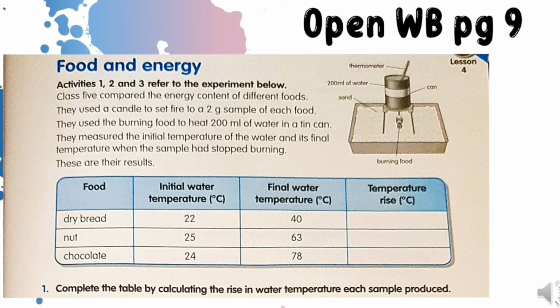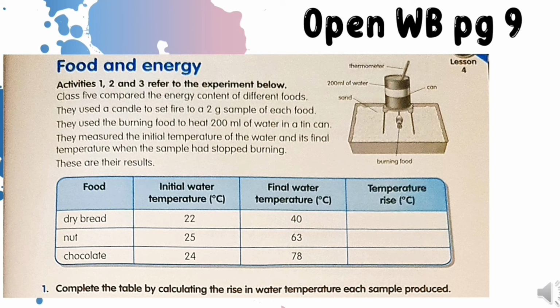So each of the 3 foods they took 2 grams each and they used the burning food to heat 200 ml of water in a tin can. They measured the initial temperature of the water and its final temperature when the sample had stopped burning. So to see the difference between the temperatures. So the result is given here. They use 3 food, dry bread, nut and chocolate. The initial water temperature is given and the final is given.